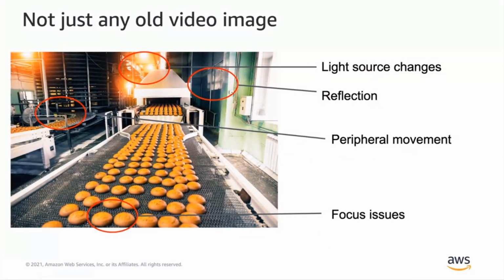Now, we need to start by understanding what's a good and bad image. Now, if we look at this biscuit factory and we try to take a video here, we've got all sorts of different problems. So you've got reflection, you've got different light sources. You might have an open window coming on here. Look at that. You've got a window. You've got movement in the background.